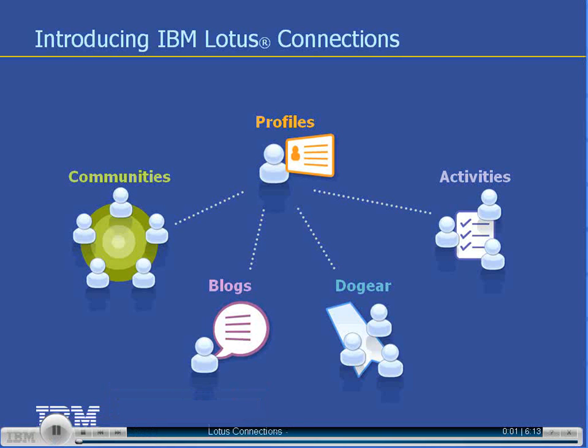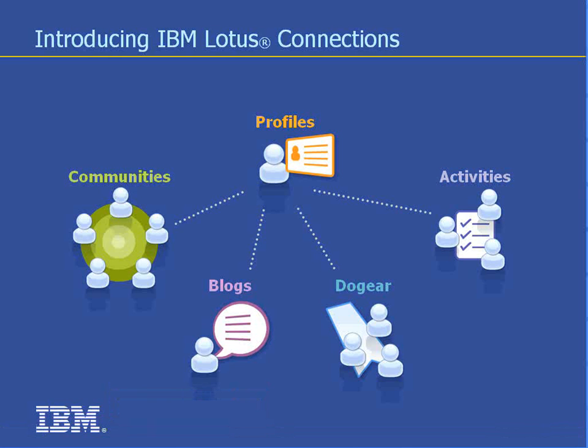IBM Lotus Connections is social software for business that empowers employees to be more innovative and helps them execute quickly by using dynamic networks of coworkers, partners, and customers.